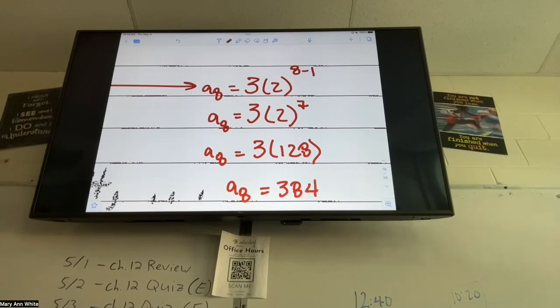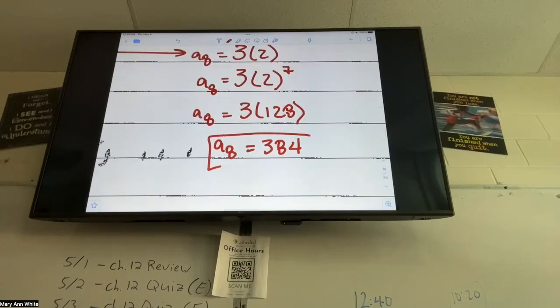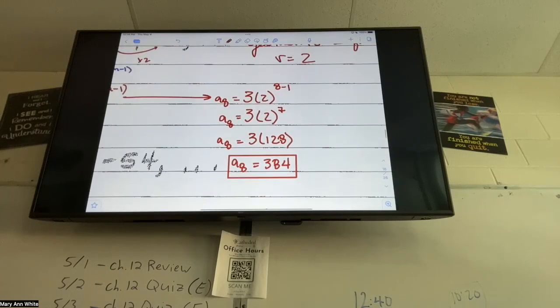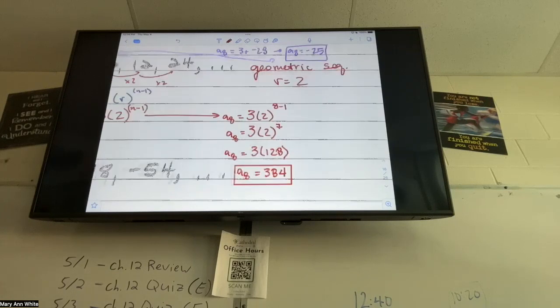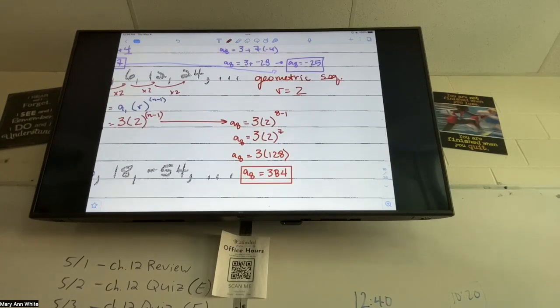We might have done that wrong this month. That number doesn't sound familiar in my brain. Sorry, Alpha, if we did it wrong. My bad. Anyway, you just kind of plug and chug, and then this would say that my 8th number is 384. See how much bigger it gets when you're doing a geometric sequence versus an arithmetic.